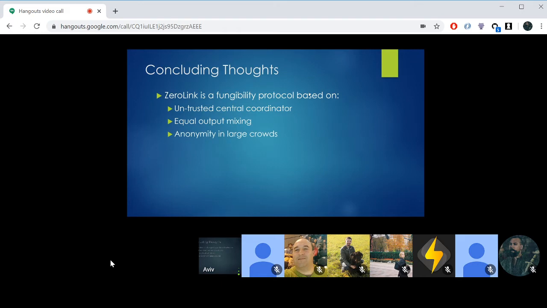So, concluding thoughts: ZeroLink is a fungibility protocol based on an untrusted central coordinator, equal output mixing, and the anonymity of large crowds, much like Tor. It is a system of fungibility based on anonymity networks.